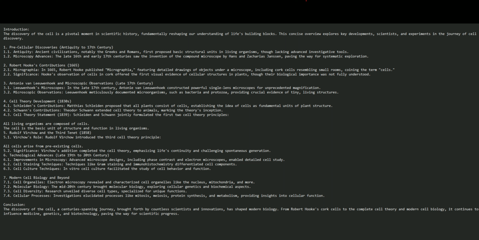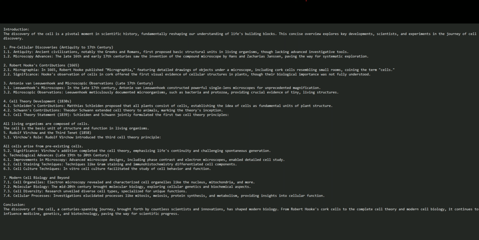Schleiden's contributions. In the 1830s, Matthias Schleiden, a German botanist, proposed that all plants were composed of cells. He suggested that cells were the fundamental units of plant structure and growth. Schwann's contributions. Concurrently, Theodor Schwann, a German physiologist, extended Schleiden's ideas to animals. He proposed that all animals were also composed of cells. This marked the beginning of the cell theory.